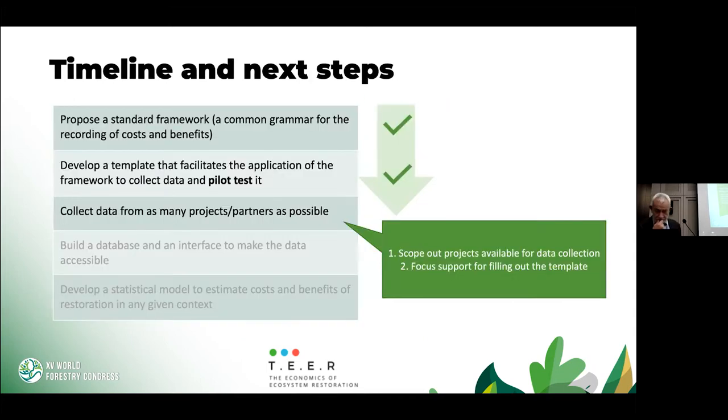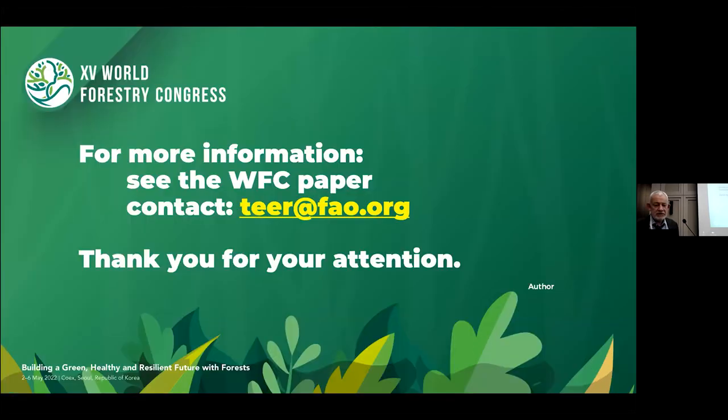Next slide, please. Next slide. That's the timeline, what I was just saying. And this is where you can find more information. First, there is a paper for the World Forestry Congress that is accessible on the website of the Congress. And then just send the mail to the TEER team, TEER at FAO.org, to get the template and support to collect data and how you can be supported technically to do so, because really the ambition is to get as much information as possible to make the data as useful as possible.